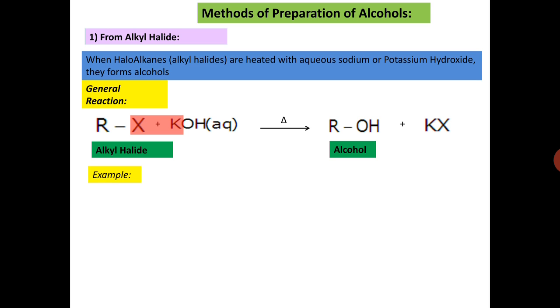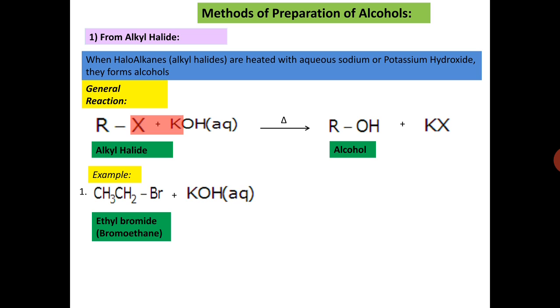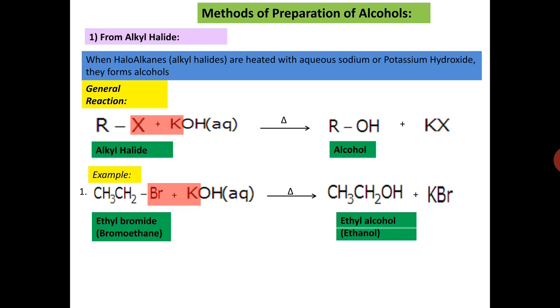We have to put the values of R and X. CH3CH2Br is ethyl bromide, also called bromoethane, which we discussed in an earlier chapter. When it is heated with aqueous solution of KOH, the Br is replaced by OH, therefore KBr plus CH3CH2OH, which is ethyl alcohol, ethanol.